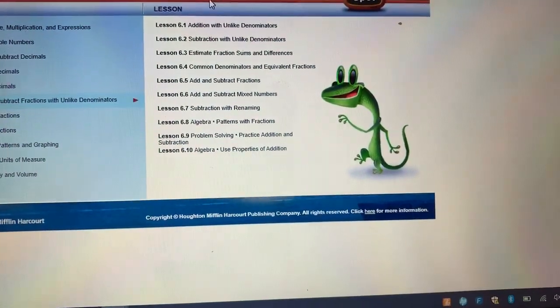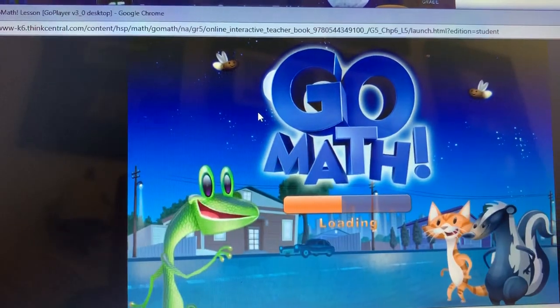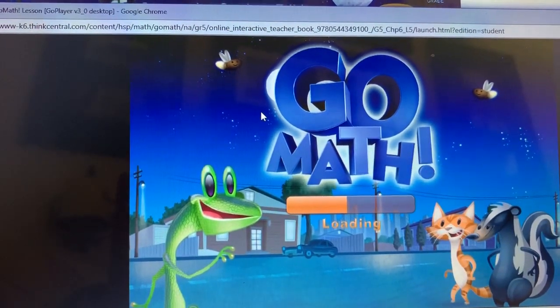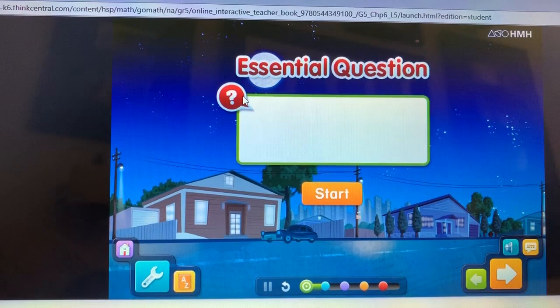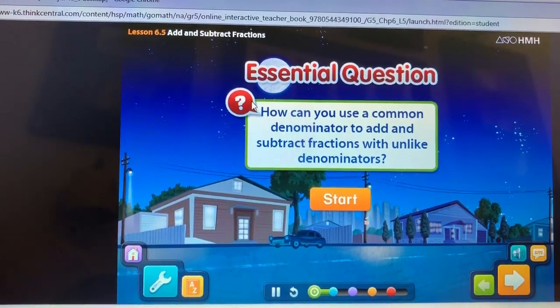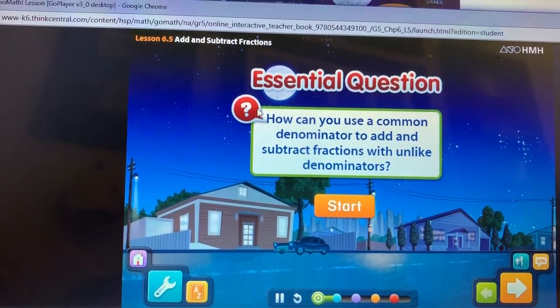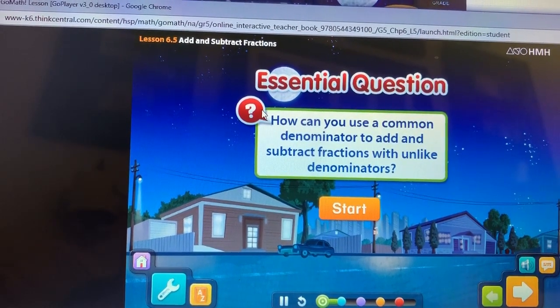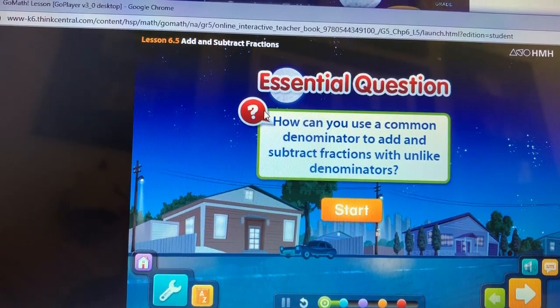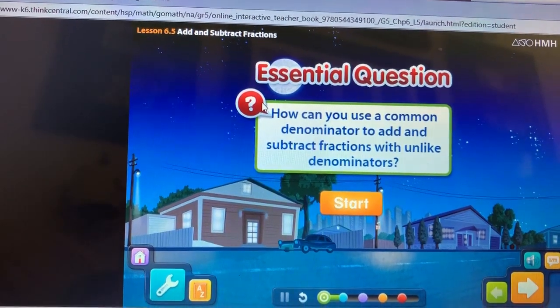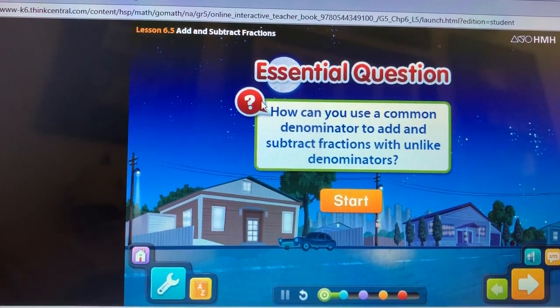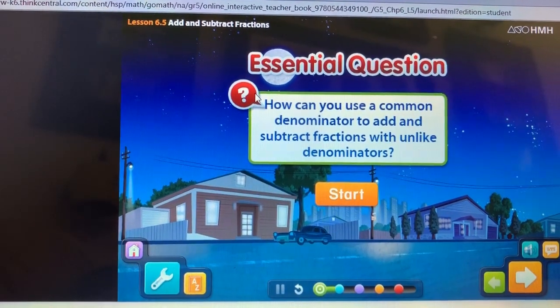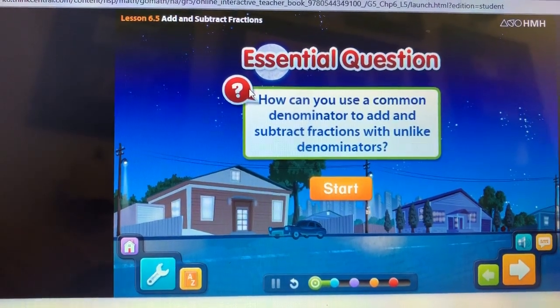But before we go on, let's look at what our essential question is. Our essential question for today is, how can you use a common denominator to add and subtract fractions with unlike denominators? And let me just go straight to our pre-assessment question.